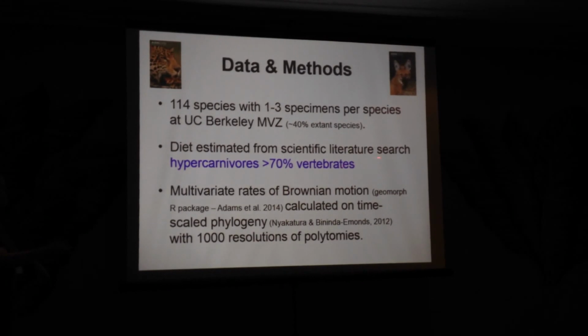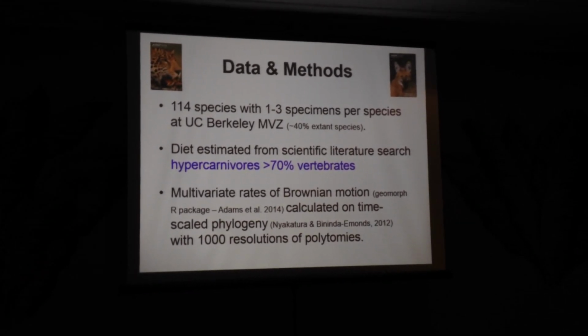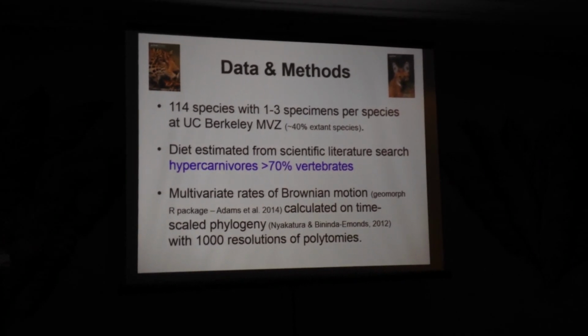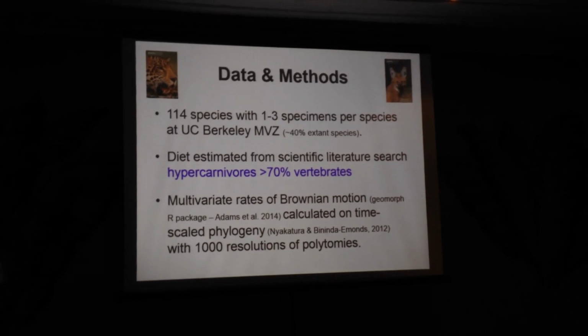So if you eat greater than 70% vertebrates in your diet, you're a hypercarnivore. We combine that with phylogenetic information to estimate multivariate rates of random motion, looking at the overall shape of the teeth.